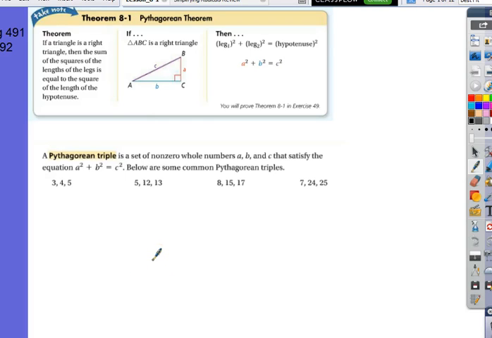Today I want to talk to you about the Pythagorean theorem. The Pythagorean theorem says that if you have a right triangle, and a right triangle is a triangle with what? A right angle. If you have a right triangle, then the squares of the two sides added together will equal the square of the hypotenuse. So leg squared plus leg squared equals hypotenuse squared.